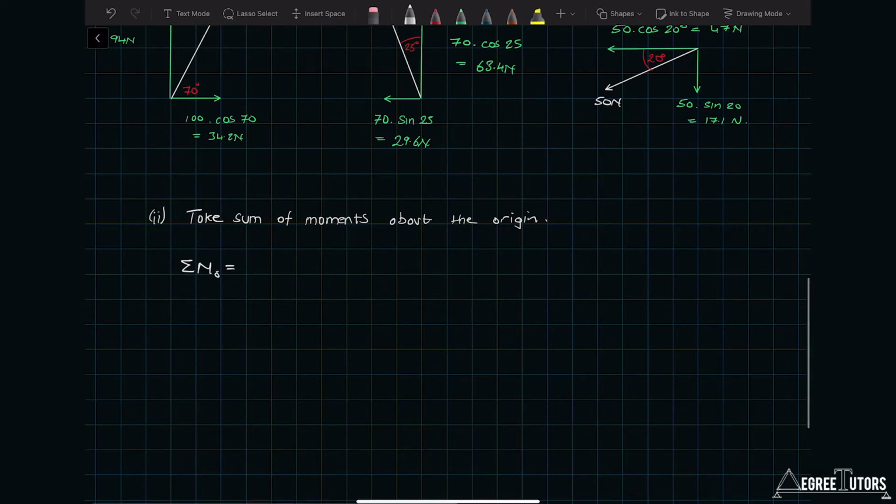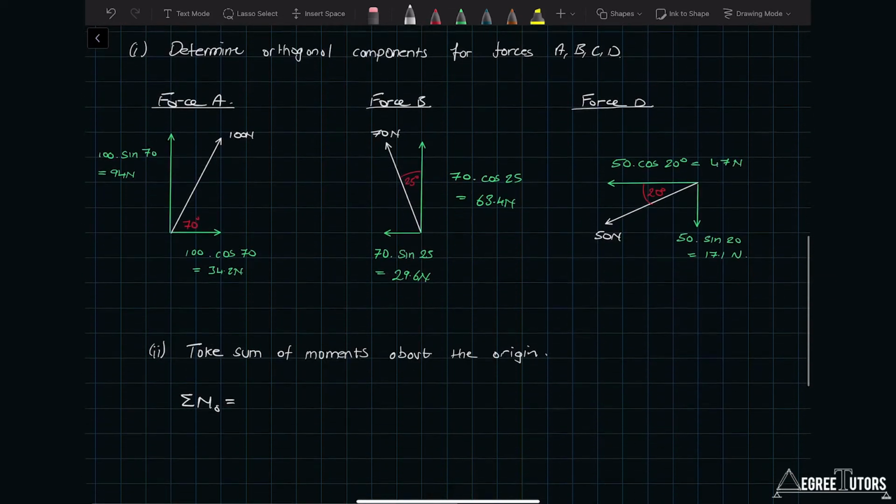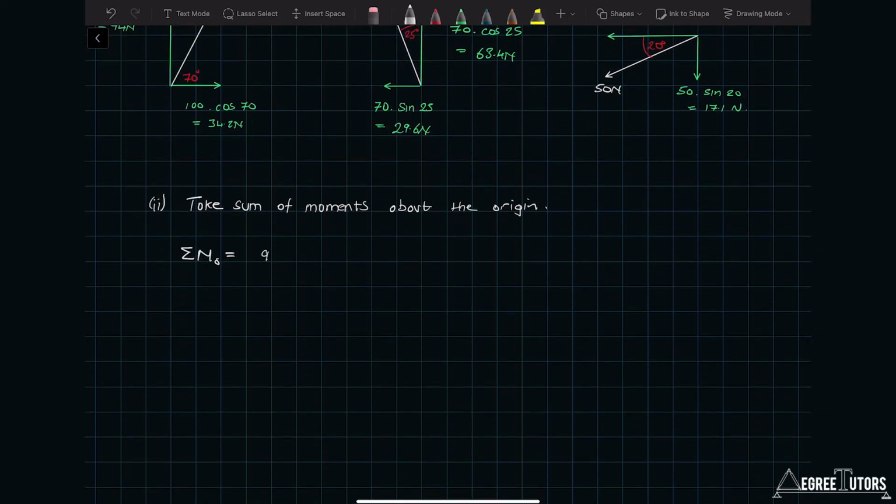So let's consider the force at the origin first. We'll write it down for completeness, but it doesn't generate any moment effect because the horizontal and vertical components pass through the origin, and so they have no lever arms. Our lever arm is 0 about the origin, but we'll write them down just for completeness. So we'll say 94 newtons times a lever arm of 0 meters plus 34.2 newtons times a lever arm of 0 meters. So those were the contribution of the components of force A, which clearly are 0 and 0.